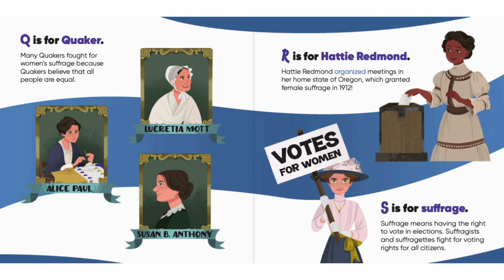R is for Hattie Redmond. Hattie Redmond organized meetings in her home state of Oregon, which granted female suffrage in 1912. Votes for women.